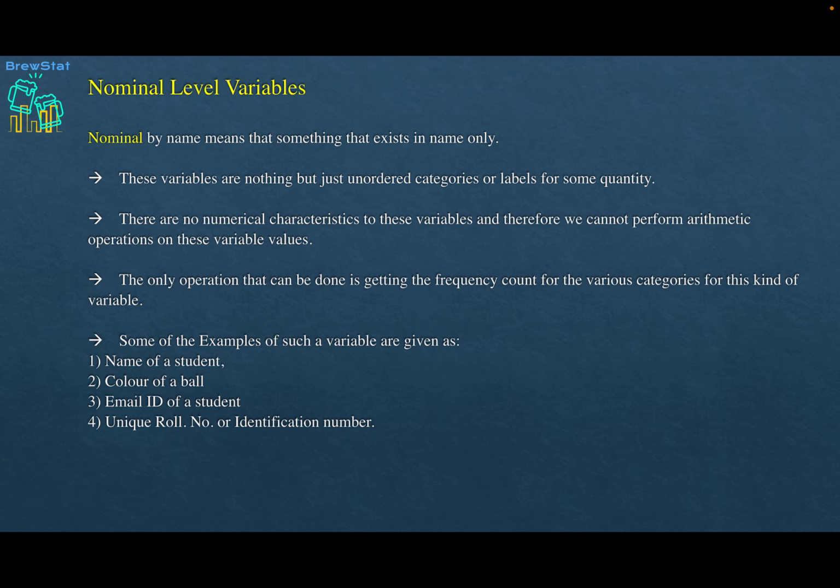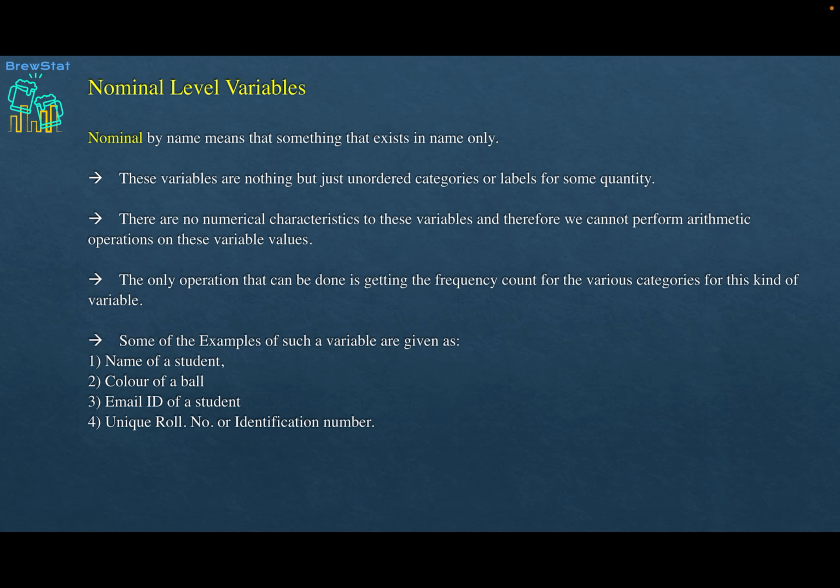Similarly, color of a ball, again, we cannot add or subtract any two colors, nor can we arrange them in any numerical order. We can only present them in a frequency distribution way. For example, two balls which are blue and let's say five balls which are yellow and so on. Similarly, there are other variables like email ID of a student and unique roll number or identification number.